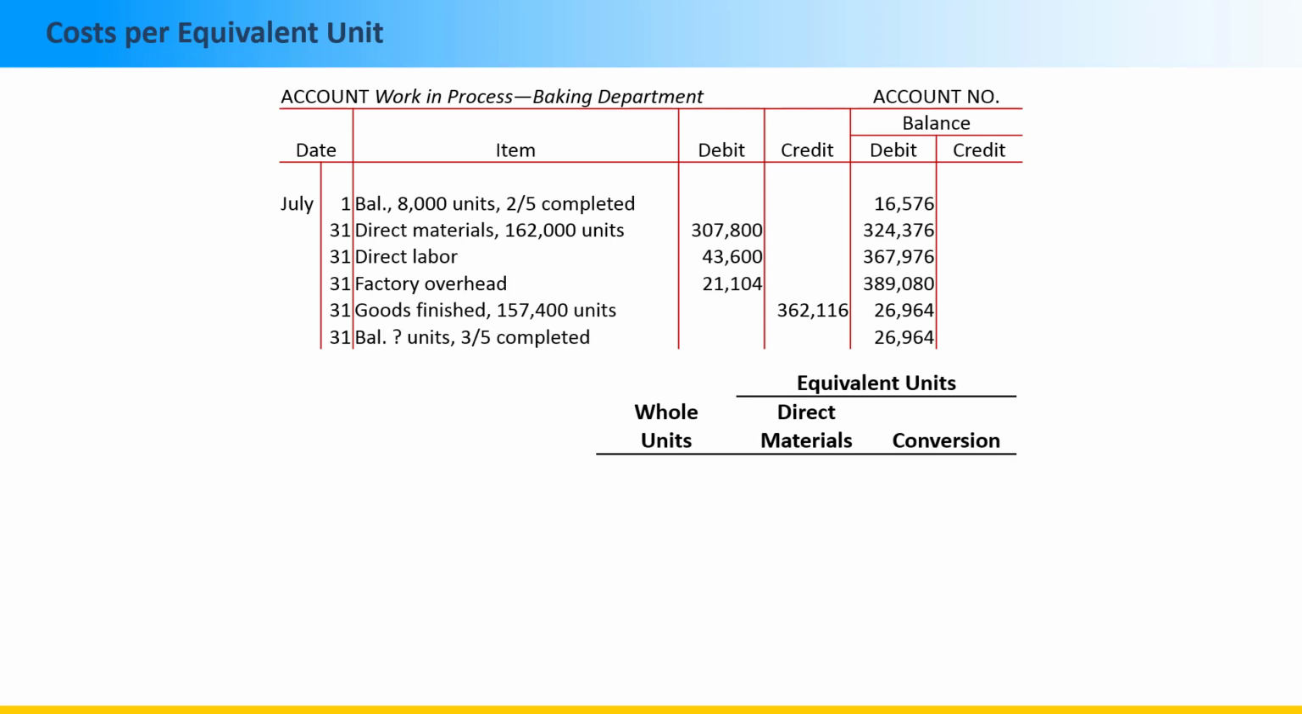Before calculating the cost per equivalent unit, let's first calculate the equivalent units as to materials and conversion costs. We start with the beginning inventory of 8,000 units. All direct materials are placed in process at the beginning of production. Therefore, equivalent units with respect to direct materials are 0. The 8,000 units in the beginning inventory are 2/5 complete with respect to conversion costs, which is 40%. The remaining 60% of conversion costs is added in July. Therefore, equivalent units as to conversion costs are 4,800, which is 60% of 8,000 units.